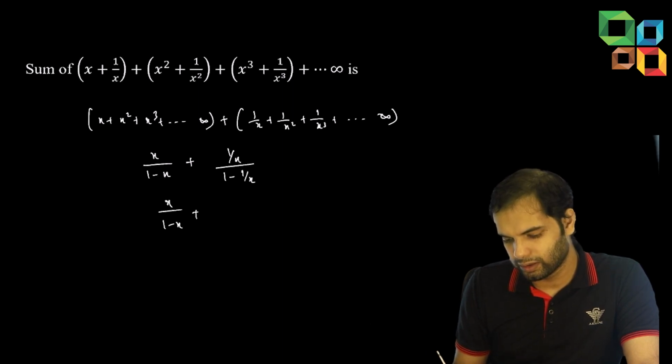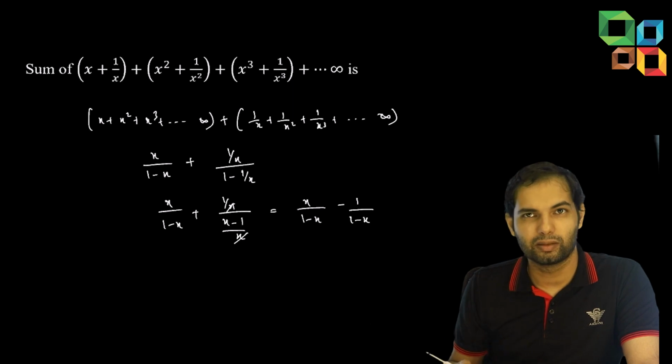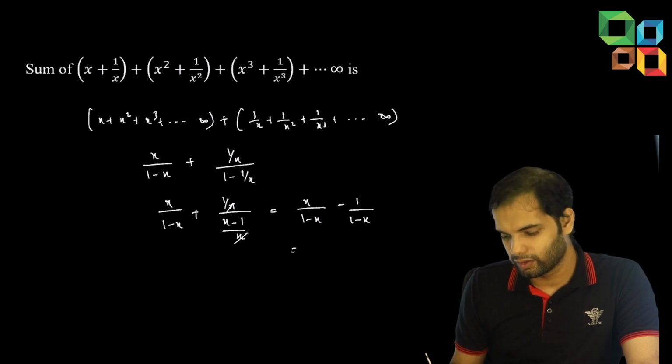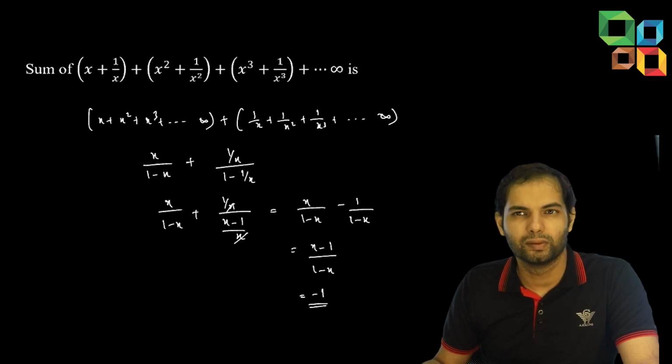So you're saying this is 1 by x. After taking the LCM, this will be x minus 1 by x, so x and x will get cancelled. If I add these two, it is x by 1 minus x plus minus 1 by 1 minus x, because for x minus 1 I'll just multiply with the minus sign. So it is x minus 1 by 1 minus x. So this is nothing but minus 1. This is what you want to say. Okay, anybody's objection here?